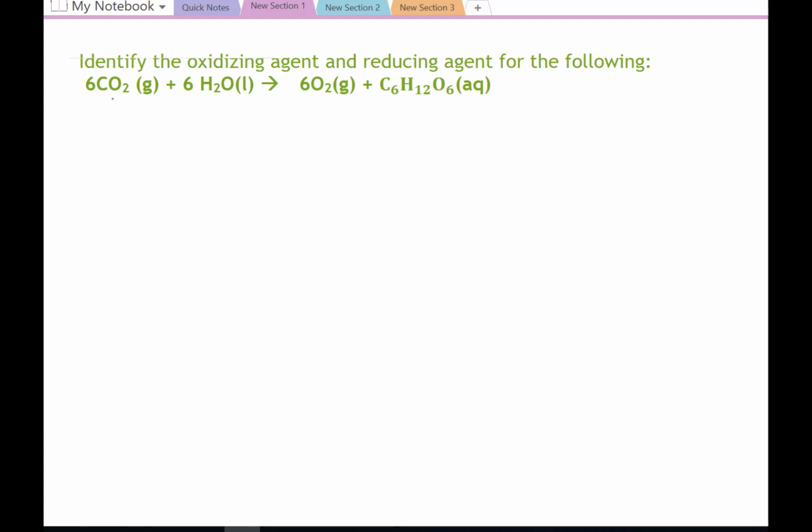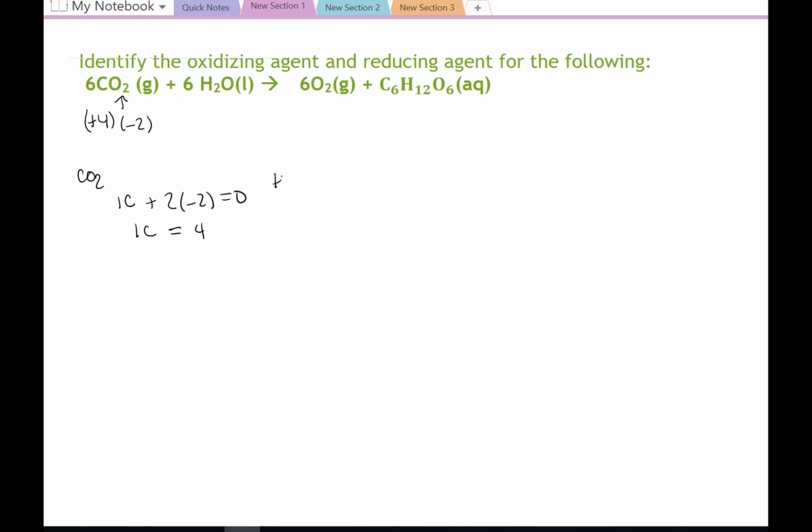So if we start with carbon dioxide, we know oxygen is going to be -2, and then there's 2 of them. So carbon plus 2 -2s has to equal an overall charge of 0. So we have 1 carbon plus 2 -2s equals 0. So carbon must equal +4 in order to keep the oxidation state of 0, because this compound is neutral. There's no charge, so it has to equal 0.